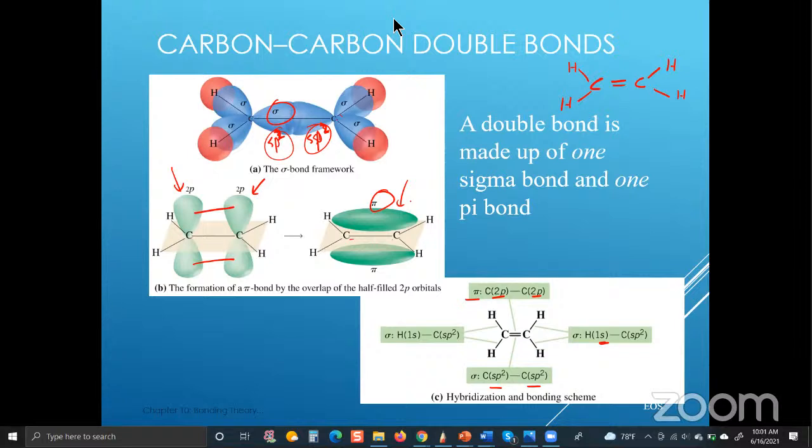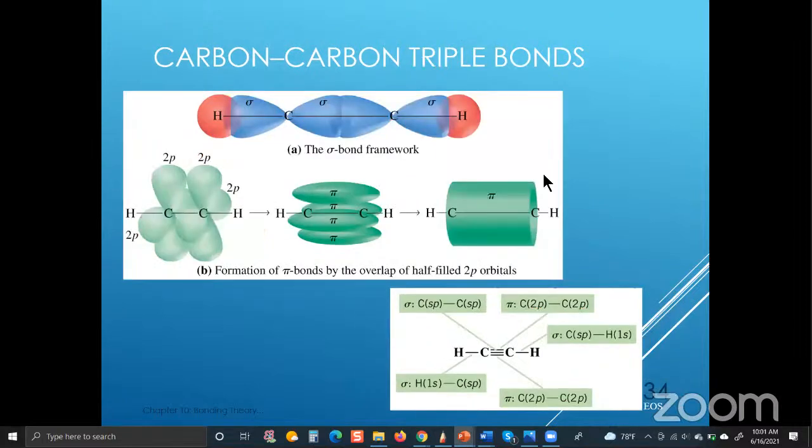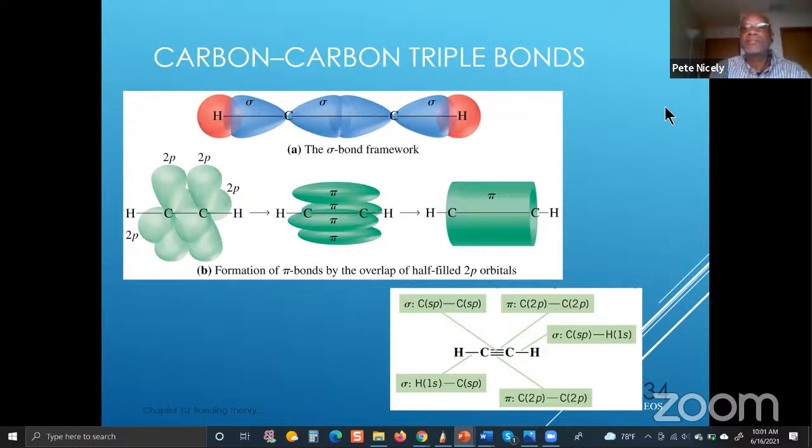Okay, folks, I'm back. So I'm going to continue discussing the bonding situation in the next molecule, which is ethyne. Okay, so we're talking about this molecule right here. And in this case, the carbons are sp hybridized.